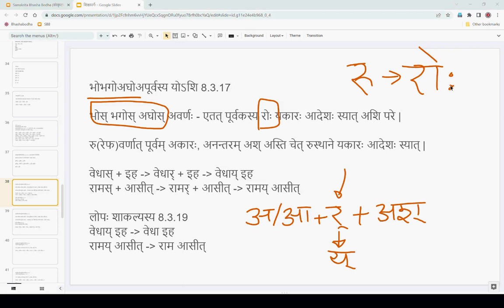Lakshmikant Mohoday, any question? If not, can you mute please? Roh. So that means this sutra applies only to the artificial ru, not to the original refa. It applies to the artificial refa because this is referring to ru. That means this doesn't apply to words like punar. We'll see the examples.